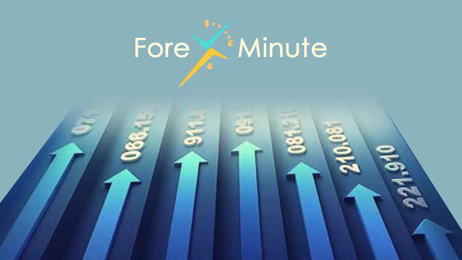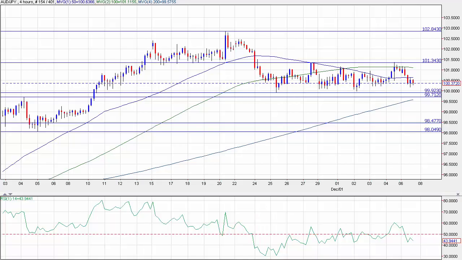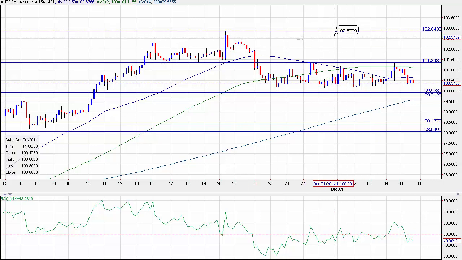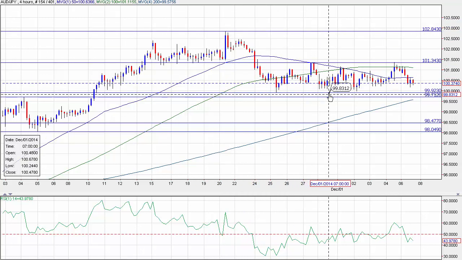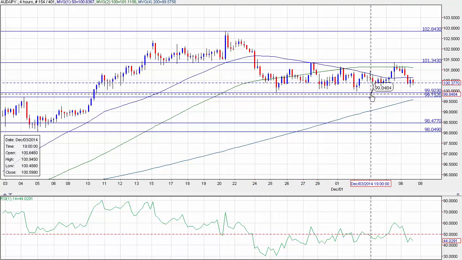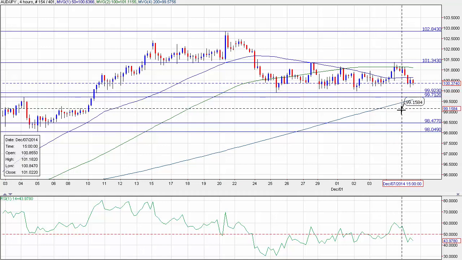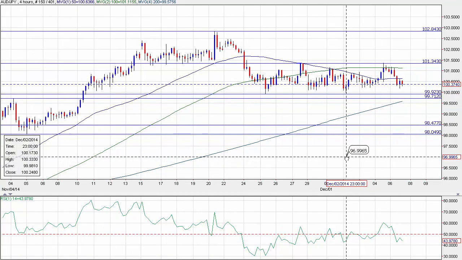It is Monday, December 8th, and we're in the early part of the US session. The Australian-Japanese yen pair has been consolidating since marking a new high on the year at 102.84 in November. It has gotten into a range and is now pushing towards range support. Let's take a look at this chart to assess the technical developments.